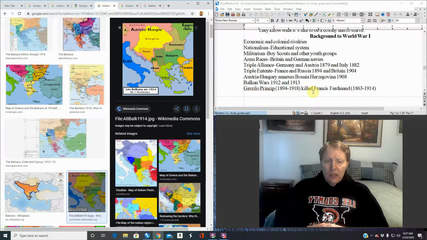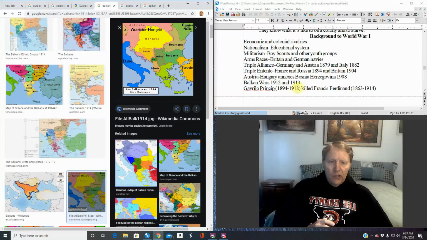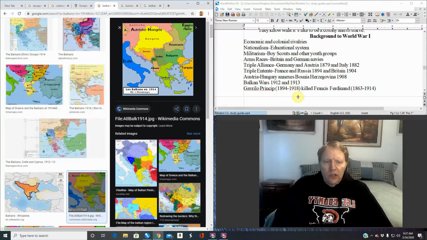Gavrilo Princip is suffering from tuberculosis. He's going to die. As you can see, he's only 20 years of age at this time frame, and he's only going to live for 4 more years. He dies in prison. He's got nothing to lose. He's going to die anyway.